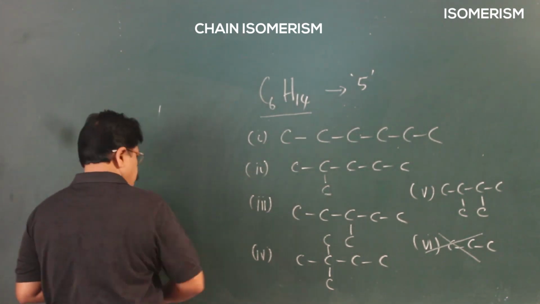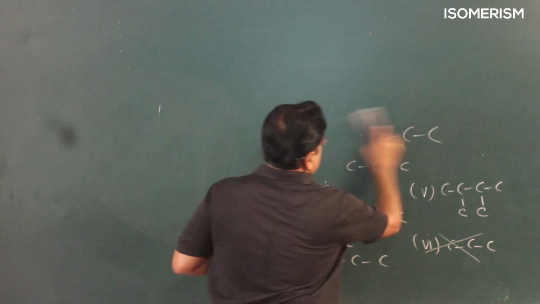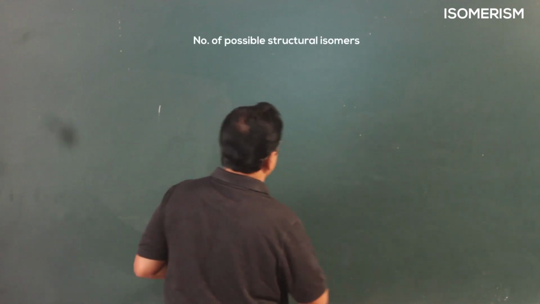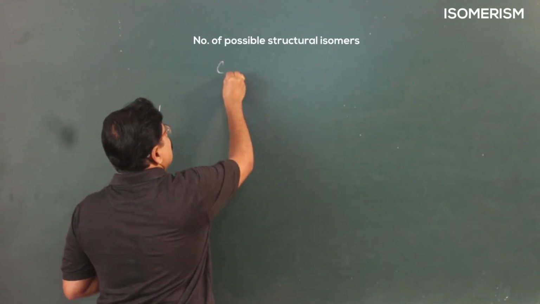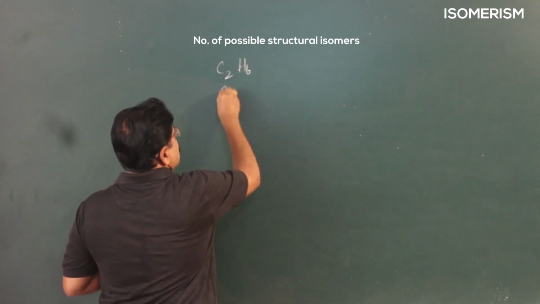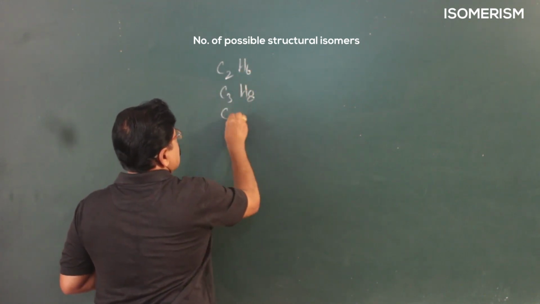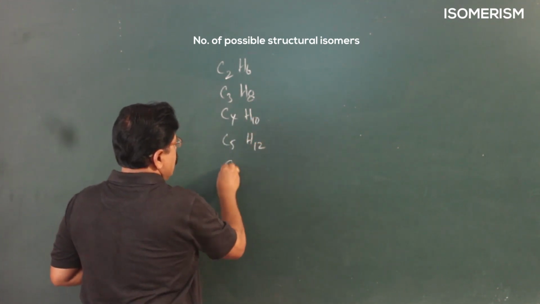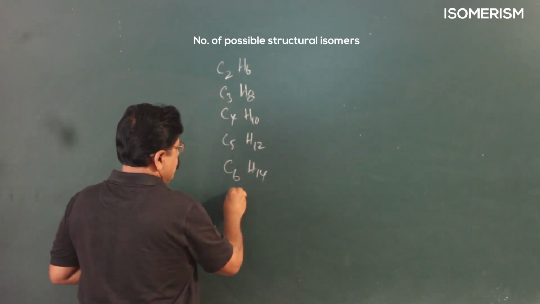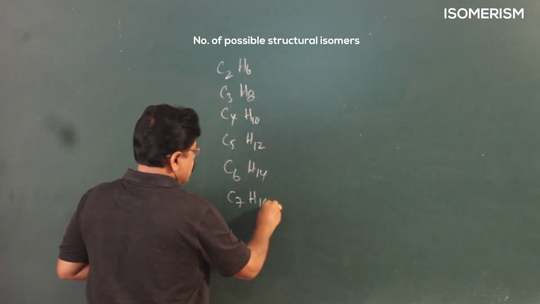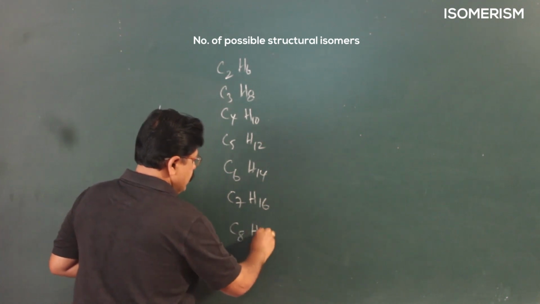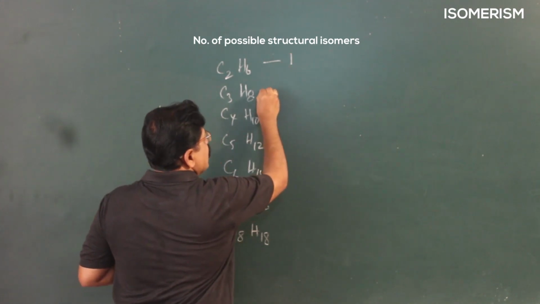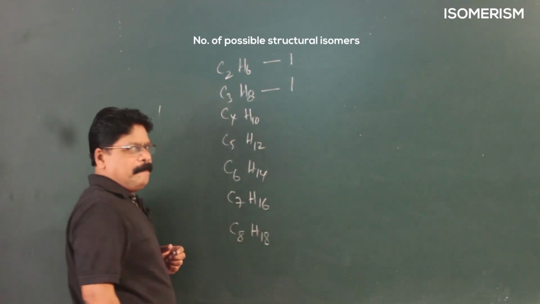Now I can give you a very easy method to remember the possible isomers for a molecular formula. For example, C2H6, C3H8, C4H10, C5H12, C6H14, C7H16, C8H18. A 2 carbon system can be written only one way, 3 carbon system can be written only one way.